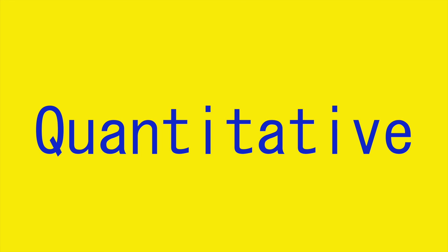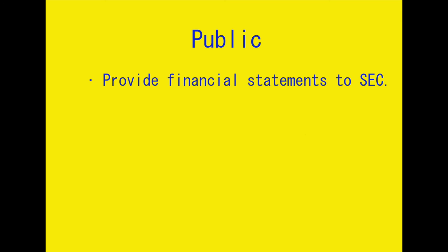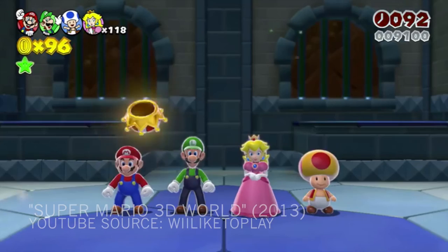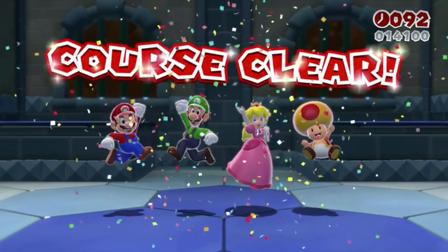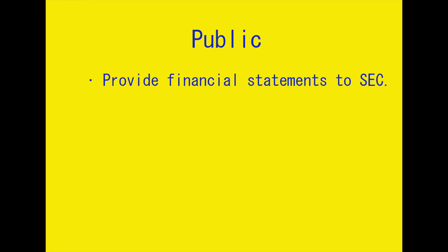Now that we know the qualitative aspects of Nintendo, let's dive into the quantitative aspects to further understand its strategy and success. When a company goes public, it is required by law to provide the investors with financial reporting in the form of financial statements it provides to the Securities and Exchange Commission. Nintendo is no exception. For investors to decide whether or not to invest in Nintendo by buying its stock, analysts perform several types of analysis, including financial statement analysis.